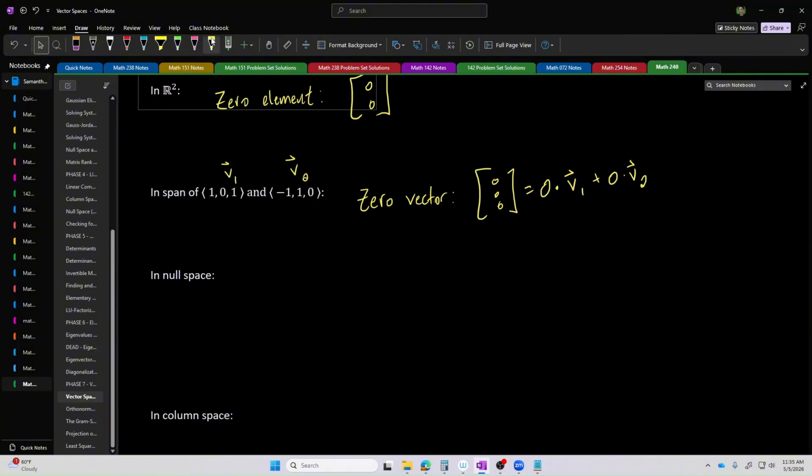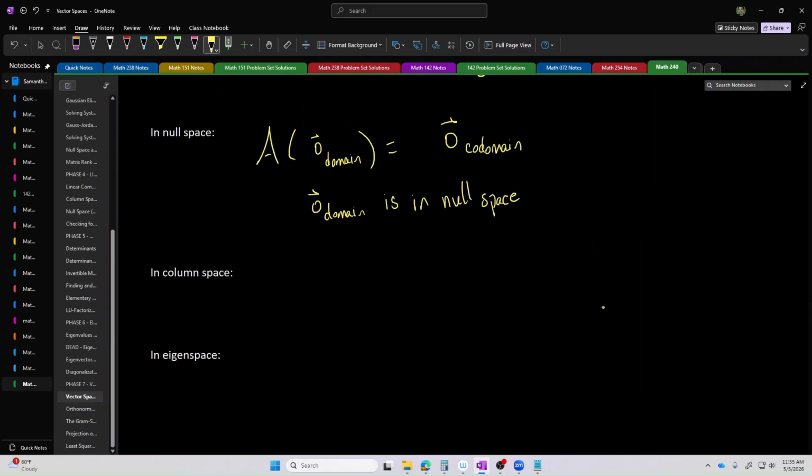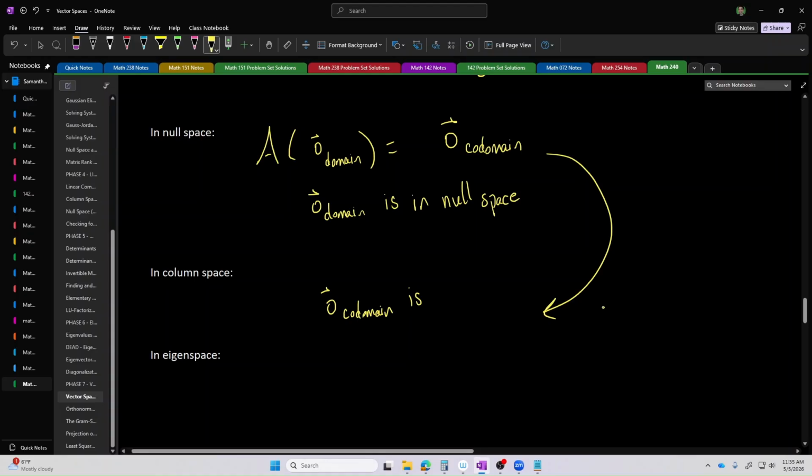In null space, the zero vector of the domain is always in the null space of a matrix, as we've observed earlier. If you plug in the zero vector of the domain to a matrix, what results from that is always the zero vector of the codomain. And that means the zero vector of the domain is in the null space. And the same equation actually is proof that the zero vector of the codomain is in the column space, because this equation also shows that A is capable of producing the zero vector of the codomain.